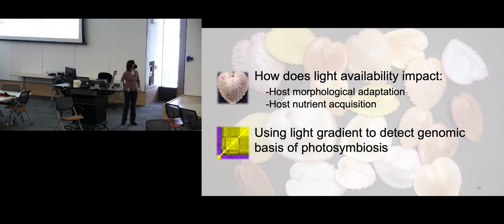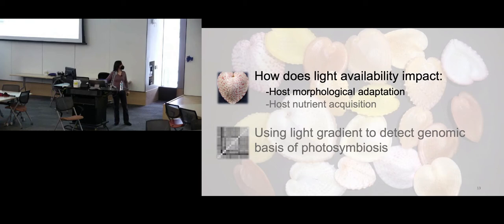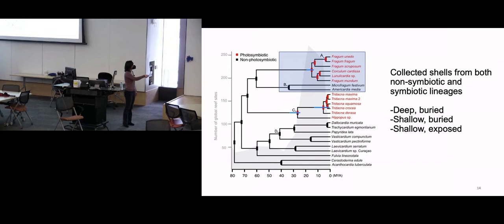Okay, so we'll start briefly with the morphological side. So again, let's go back to our phylogeny. If you remember, we have this group. One group is photosymbiotic, one group is not. So we wanted to assess what the shell shape variation is within the entire subfamily, and how it is correlated with habitat specialization within this group.